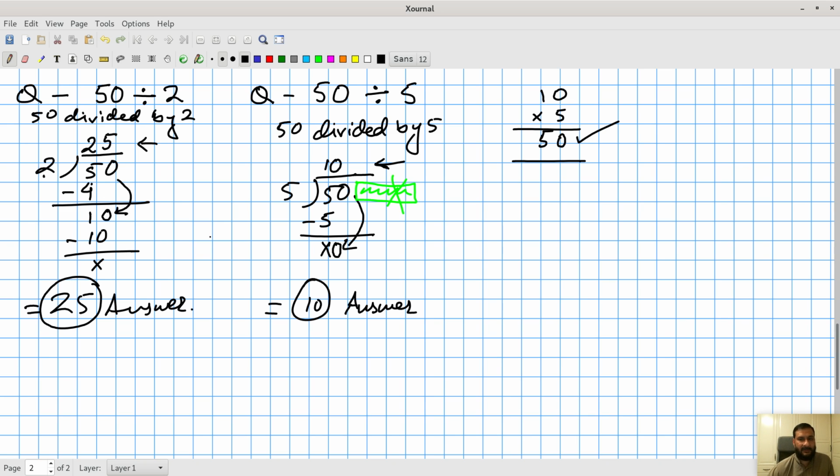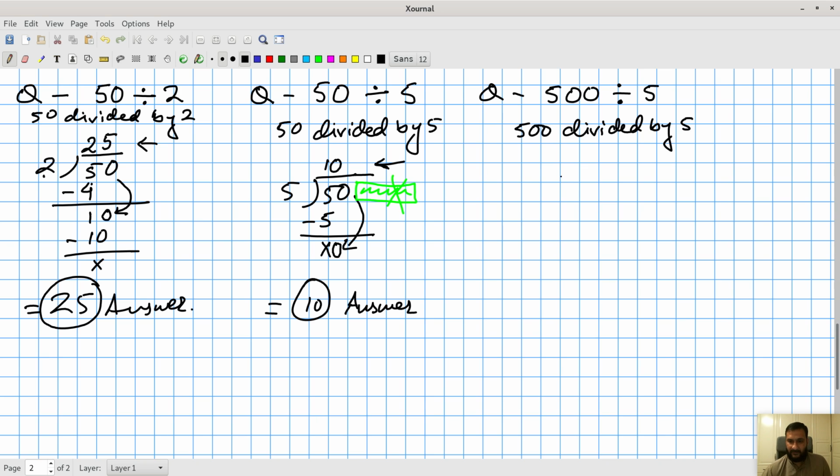Now let's remove this one because I don't need this. Okay, let's do another number. Let's do 500 divided by 5. Right, so this is basically building on the same principle. What do we do? We first learn that this is 500 divided by 5, and by practice you would just simply be doing it in your head.